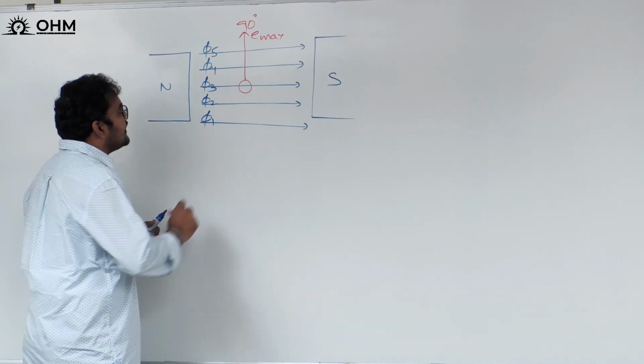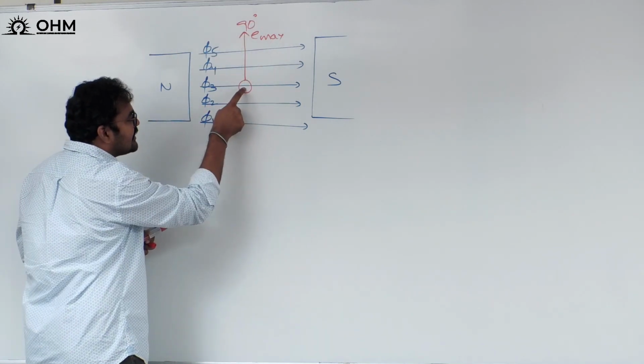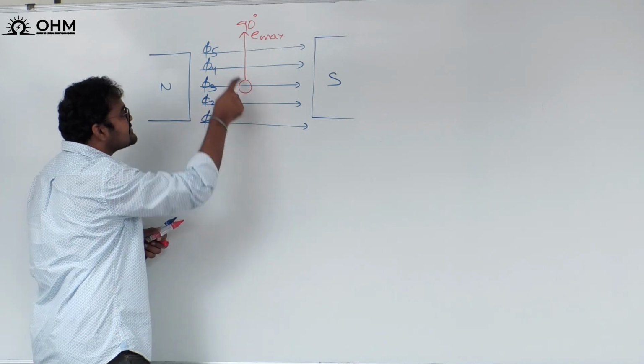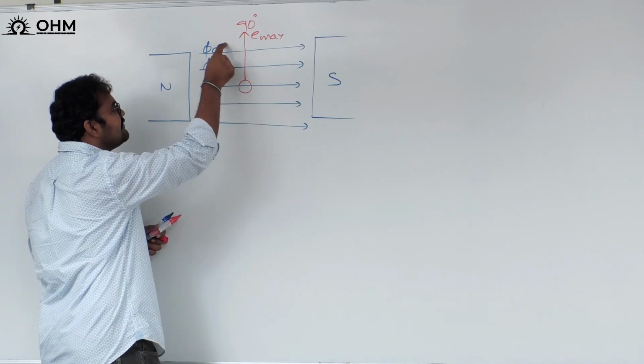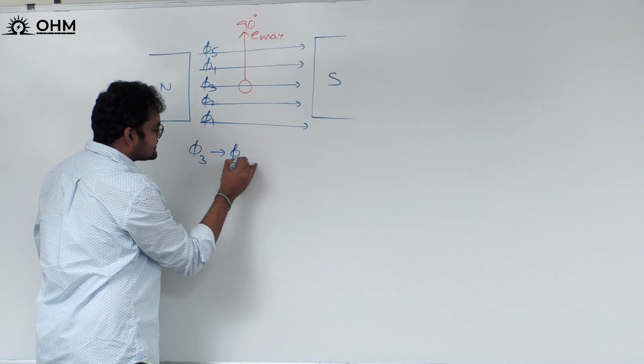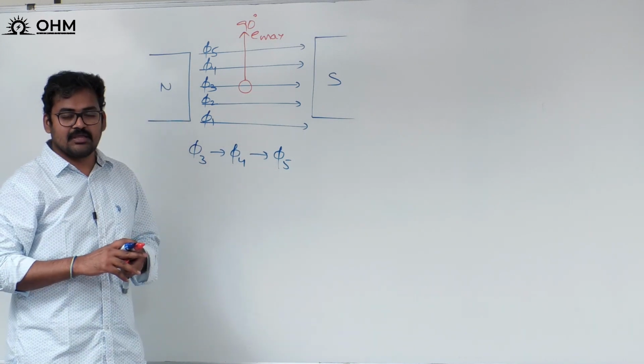Now the question here is, what is the order of the flux linkage? Presently, the conductor is linking flux line number phi 3. Next it will link phi 4. Next it will link phi 5. So the order is phi 3, next phi 4, next phi 5. This is the flux linkage order.